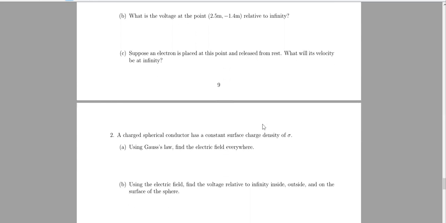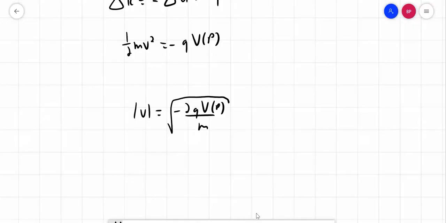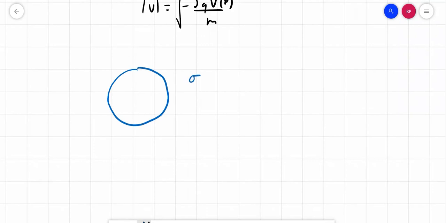All right, next one. A charged spherical conductor has a constant surface charge density sigma. Use Gauss's law to find the electric field everywhere. Okay, so that's easy enough. We have this sphere. It's only charged on the outside. There's no charge on the inside. It has a constant surface charge density sigma. So there's two regions here: there's inside and there's outside. Clearly, I have spherical symmetry here. So, by the way, let's give this a name. Let's call this radius capital R.